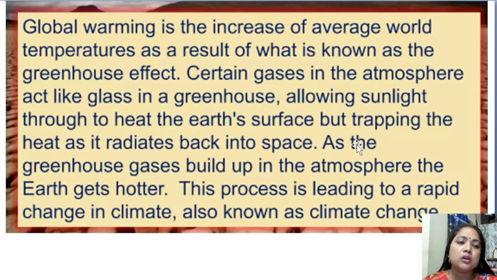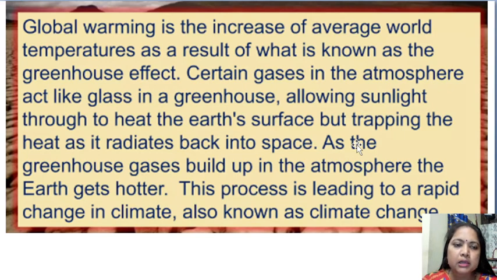What does it mean? Suppose the sun is giving you different types of radiation, isn't it? Different types of radiation are like your UV radiation, then your visible radiation, then infrared radiation. All these types of radiation are coming from the sun. When they come to the earth surface, they are absorbed by the different structures present over the earth, but some amount of heat is also radiating back to the atmosphere.